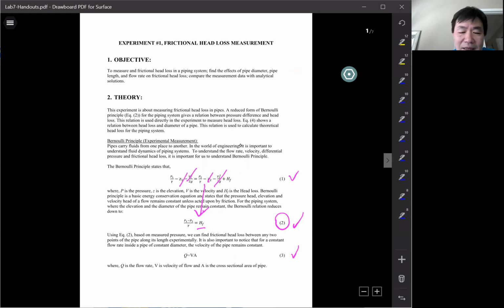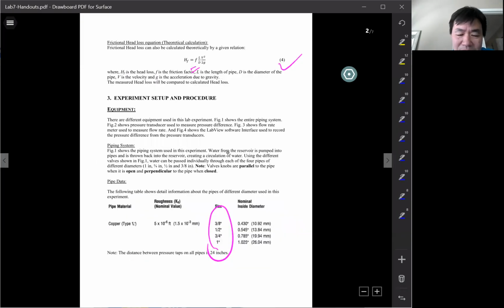I think the first task here is to study the pipe size difference. So you have 4 different pipes. You should have 4 measured losses for the 4 sizes, right? And you have 4 calculated losses based on equation 4. So I want you to produce, the first one, the plot of diameter versus HF.